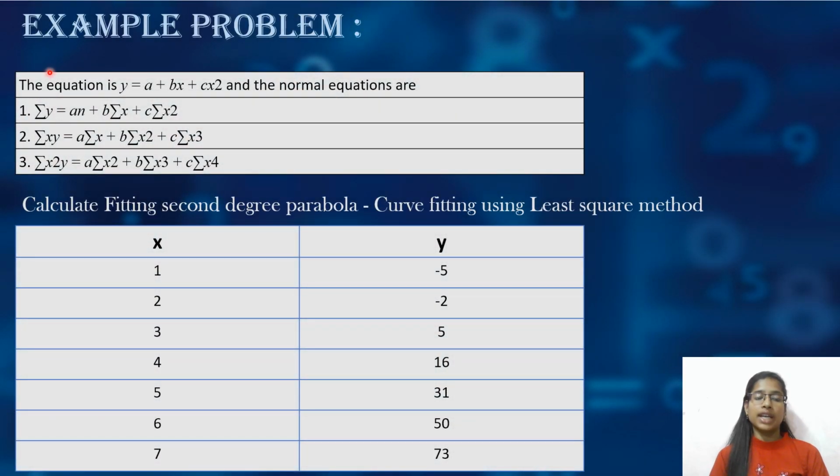Let us see by taking an example problem. So this is the equation y = a + bx + cx², and these are the normal equations. We need to calculate the second degree parabola by using least square method. We are only provided with the x values. So these are the x values and these are the y values.